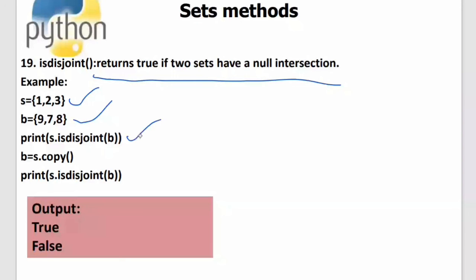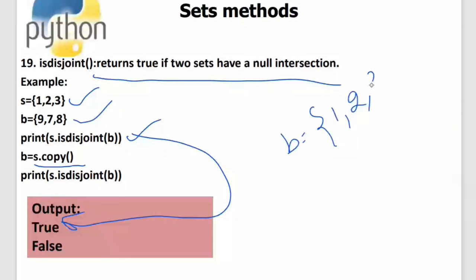Now what I'm doing is I have made a copy of this particular set S and put the same set in B. What is there in set B? Set B has the same elements as set S. Now both the sets are the same, so there are common elements between these two sets. That's why it's returning a false. So I'm showing you both the cases, true and false. If the sets are disjoint, it gives me a true. If there is at least one common element, it will give me a false, saying that they are not disjoint. Is isdisjoint clear?